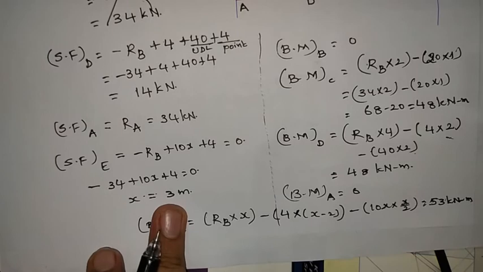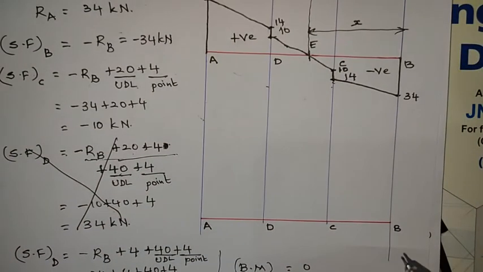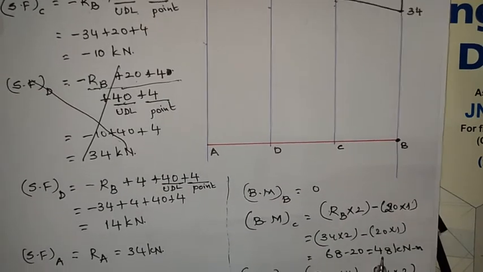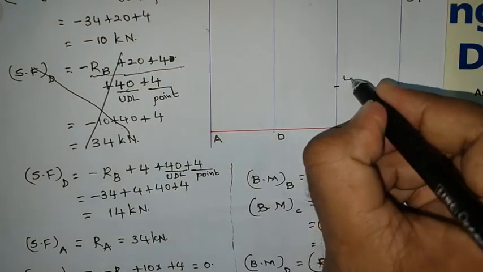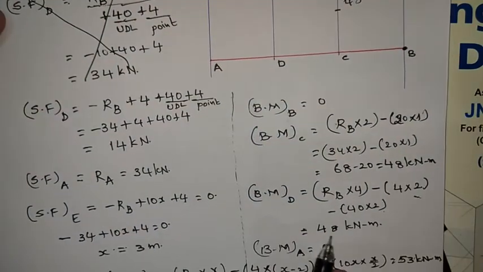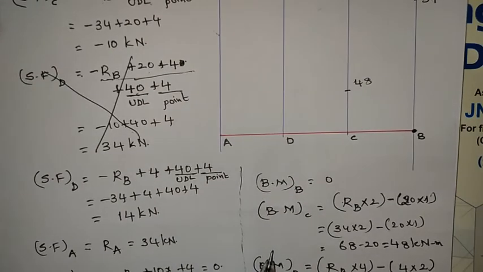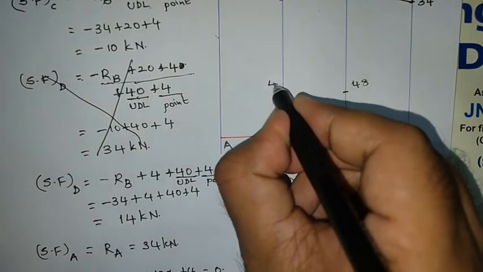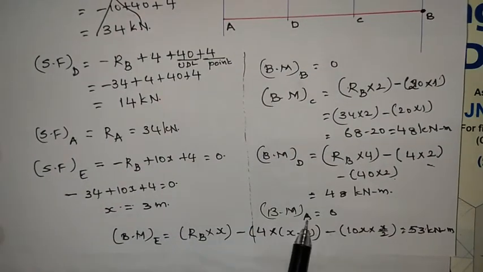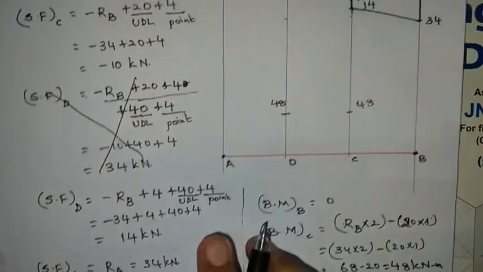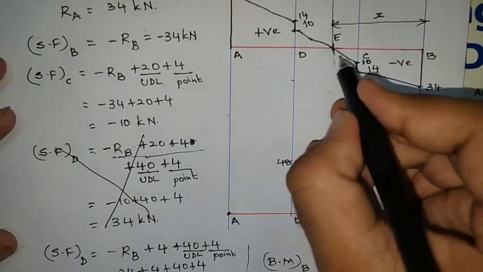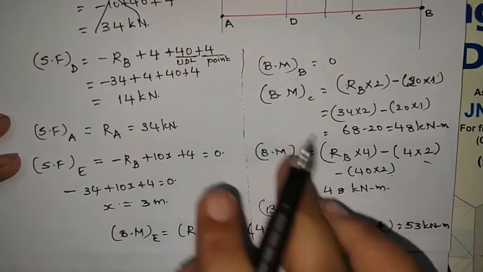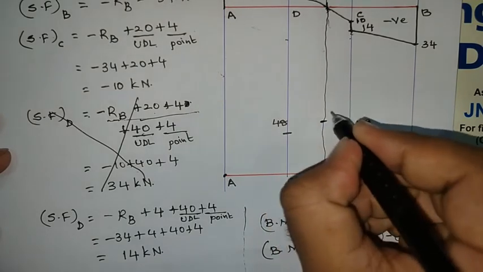So now represent all the values here. Bending moment at B, 0. Bending moment at C, plus 48. And next, bending moment at D, same, plus 48 only. And next, bending moment at A, 0. But what is bending moment at E? So here project this point E. Then what is the bending moment at E? You got 53. So just upside, right?